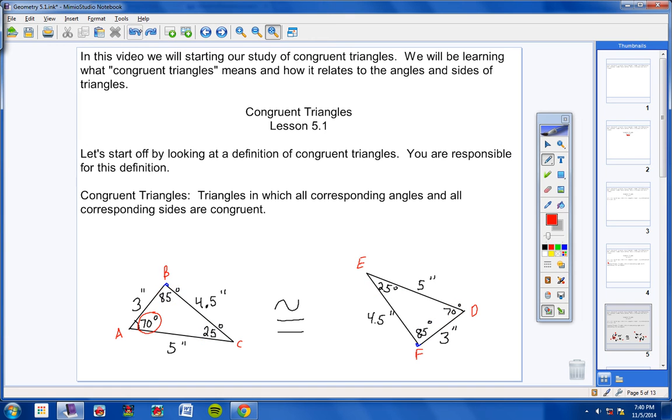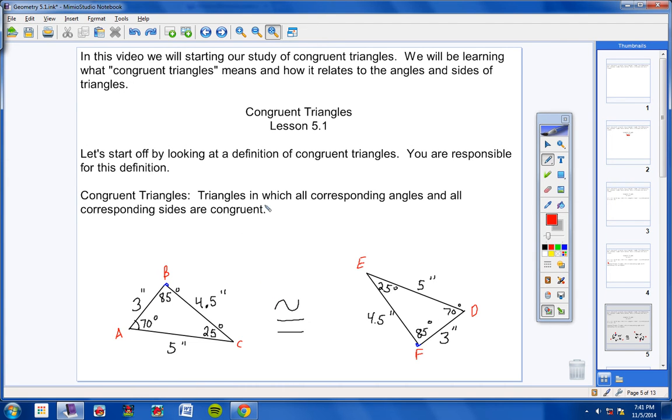Also, look at this. This side here has a length of 3. This side here has a length of 3. This side here has a length of 5. This side here has a length of 5. This side here has a length of 4.5, and this side here has a length of 4.5. So not only are all three angles in this triangle congruent to all three angles over here, all three sides on this triangle are congruent to all three sides over here. Students, that is what makes two triangles congruent, okay?